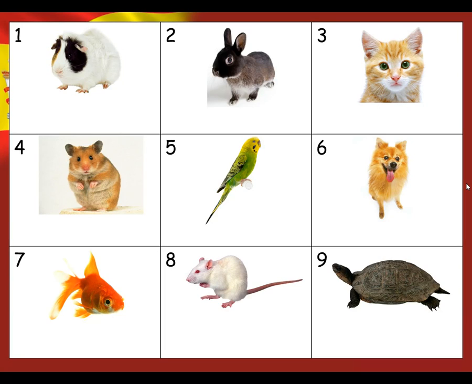Un gato. That's right, it was pet number 3. Here's the next one. Un pez. Which number do you need to write for that? That's right, it was number 7.